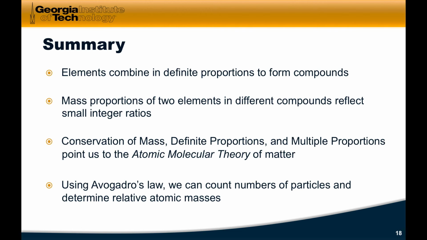While that theory is interesting in its own right, to really develop a quantitative understanding of how atoms combine to form molecules and elements combine to form compounds, we really need to know the relative atomic masses. And using Avogadro's law, this idea that the number of particles in a particular volume of gas is a constant regardless of the identity of the gas, we can actually use volume to count numbers of particles and to determine relative atomic masses. And from there, by repeating these kinds of experiments with a variety of pairs of elements, we can flesh out the entire periodic table's worth of relative atomic masses.